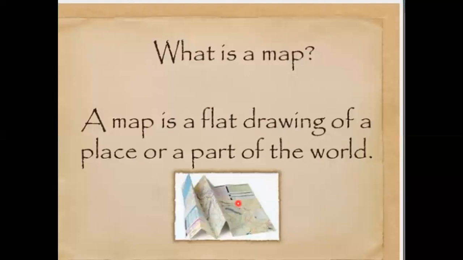Now you understood what a globe is, what the features of the globe are and what the uses of the globe are. Next we have to move on to the map. What is a map? A map is a flat drawing of a place or part of the world, known as a map.